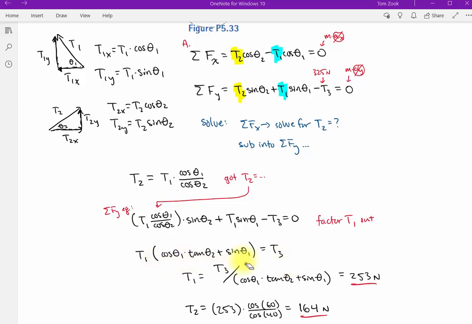I then divided by that big ugly trig expression under T3 to get an expression for T1, plugged in all the bits and bobs, made sure I was in degrees mode, and I got 253 newtons. And then I went back to my equation that I had set up for T2, plugged in T1 and the angles, and I got 164. I believe the back of the book said it's supposed to be 165, but I think they didn't round something the same. I don't know. Either way, this is the solution I got, and we're good. That's the answer.